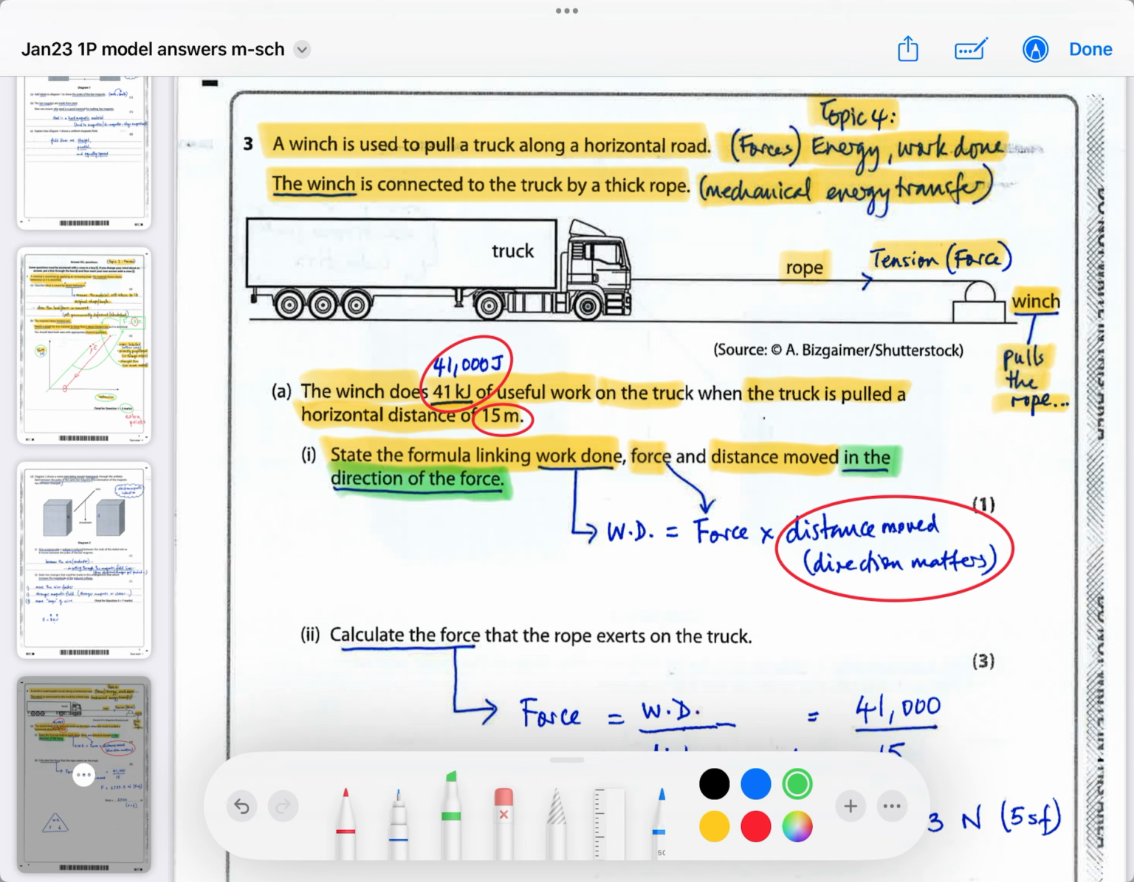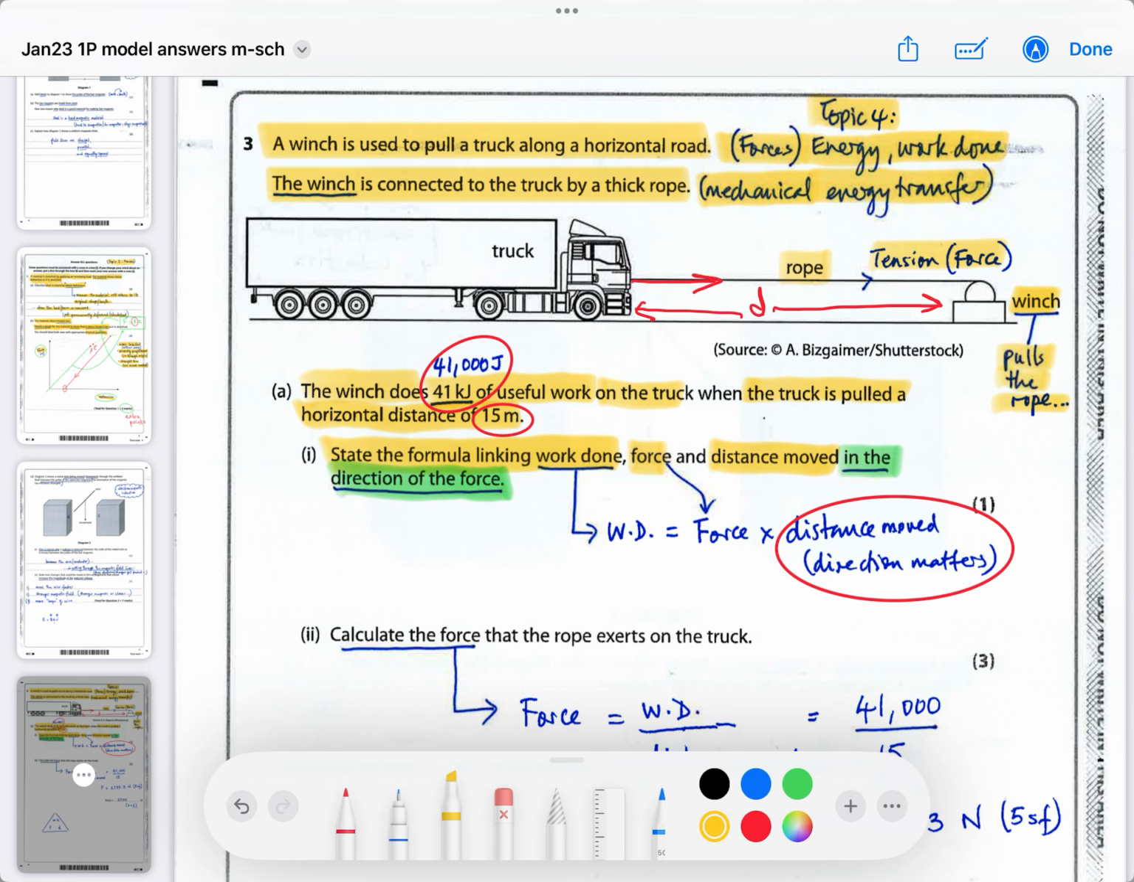It's in the direction of the force. The distance is forwards, and the force is along the rope, and so is the distance. So the distance moved is from where the truck starts to the winch, and the force is due to the tension in the rope pulling the truck towards the winch. So once you know that the direction matters, that's what I wanted to make sure you understood.